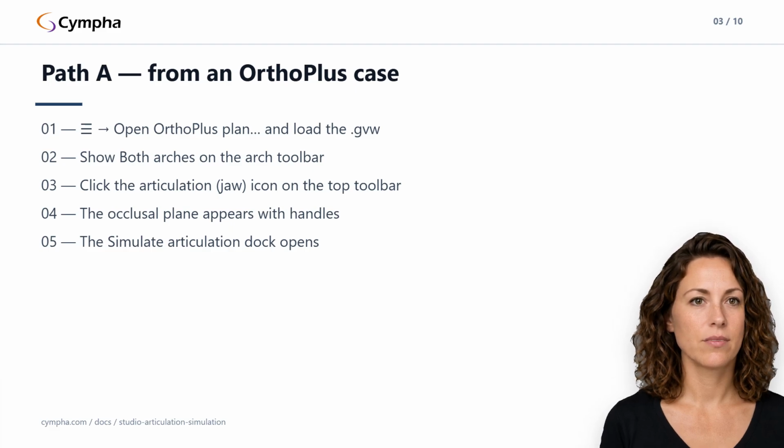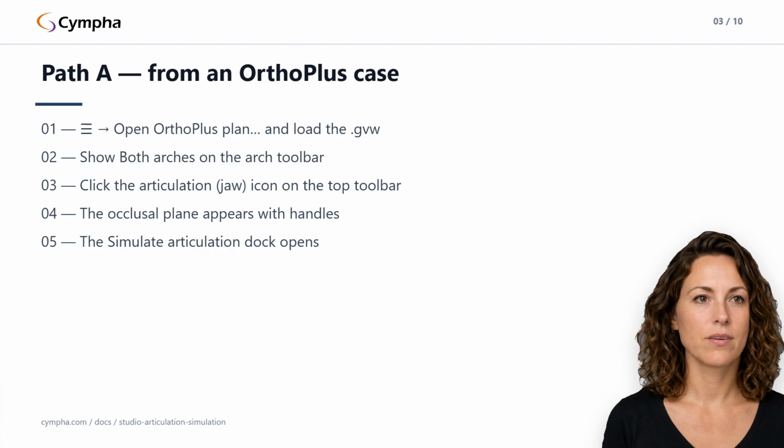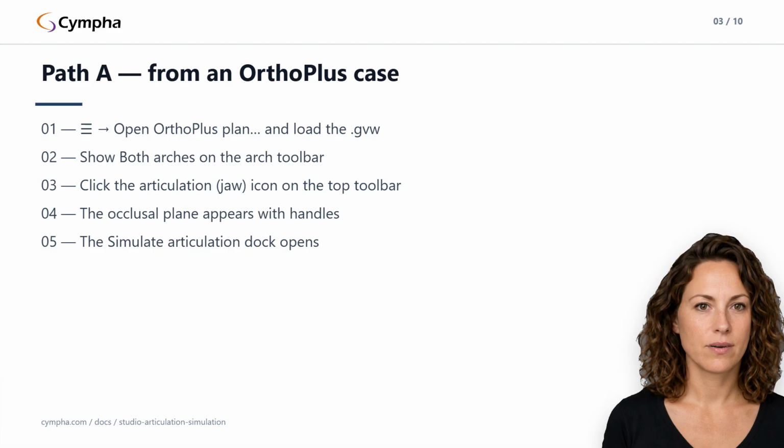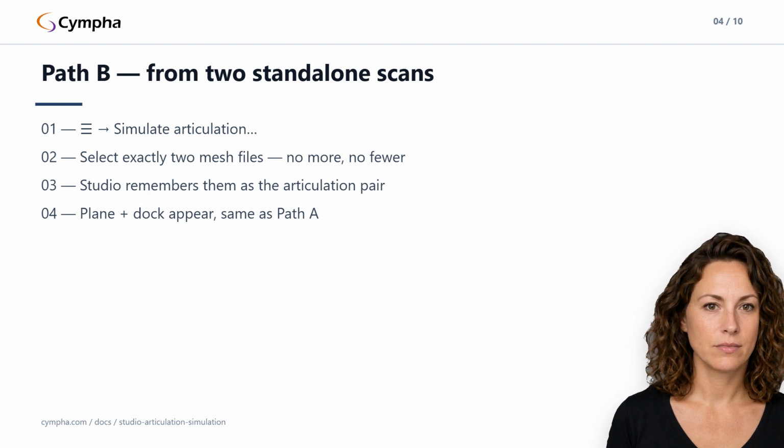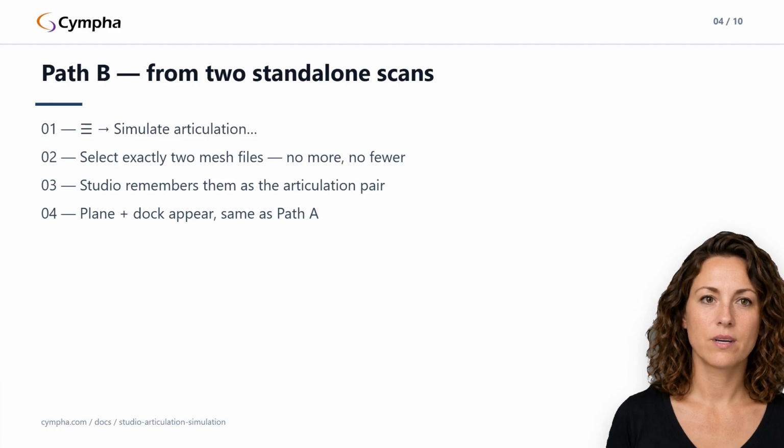Path B is for when you have an upper and a lower arch scan but no full case. From the hamburger menu, choose Simulate Articulation. A file picker opens, and here's the strict part: select exactly two mesh files, the upper and the lower jaw. 3 is too many, 1 is too few, and Studio rejects any other count with a message on the status line. Both meshes load into the scene, and Studio remembers them as the articulation pair for the rest of the session. The occlusal plane appears and the dock opens, exactly as in Path A.